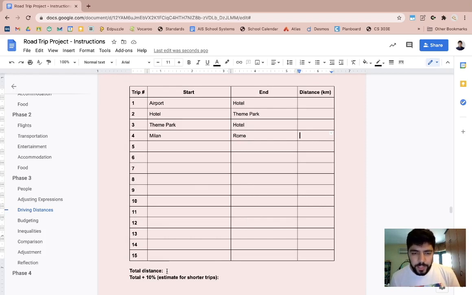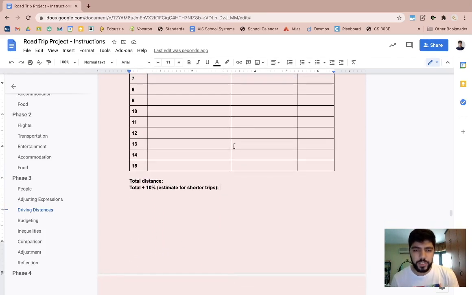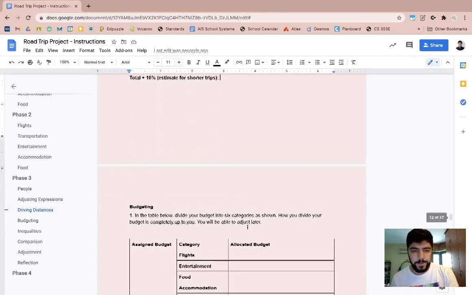I said don't worry about the smaller trips to restaurants and stuff like that, because in the end, we're going to add 10% to our total distance. So once you have all the distances here, you're going to add them up and write the total in this field. But then you're going to add 10% to it to account for any restaurants you went to, or let's say you went to the grocery store, or you drove somewhere, then forgot something and had to drive back, or whatever. So you're going to add 10% to whatever the total distance is, just to be safe, as sort of an estimate. And this is what you're going to use for the total distance that you're driving using the car. Okay?